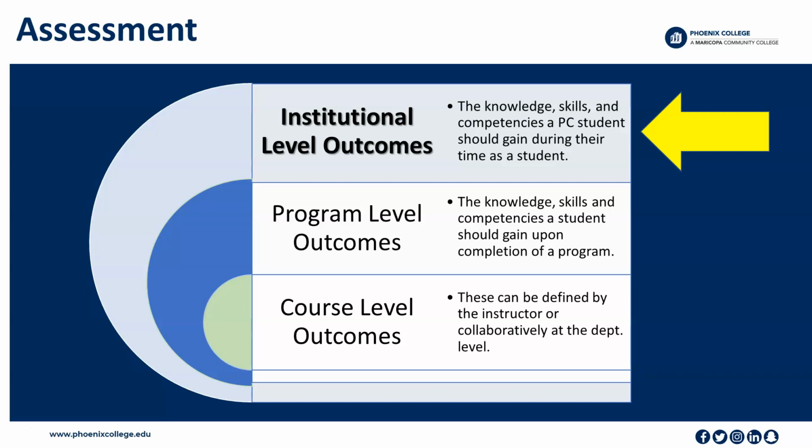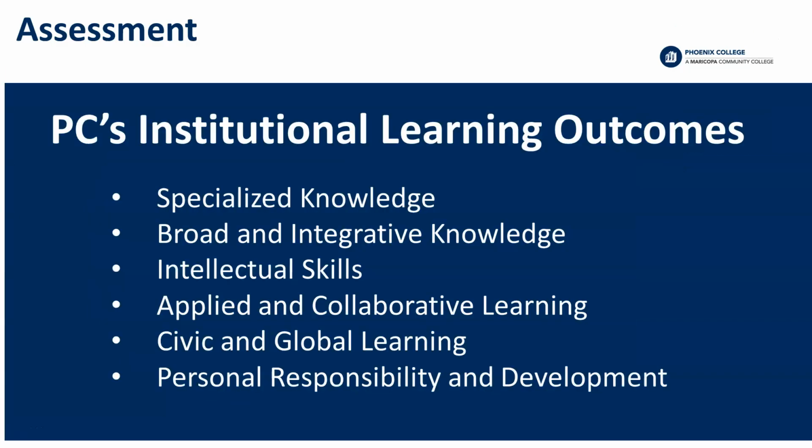Assessment occurs at 3 levels: course, program, and institution. In this training video, we are focusing on institutional level outcomes, the knowledge, skills, and competencies a student should gain during their time at PC. Phoenix College has 6 institutional learning outcomes: specialized knowledge, broad and integrative knowledge, intellectual skills, applied and collaborative learning, civic and global learning, and personal responsibility and development.